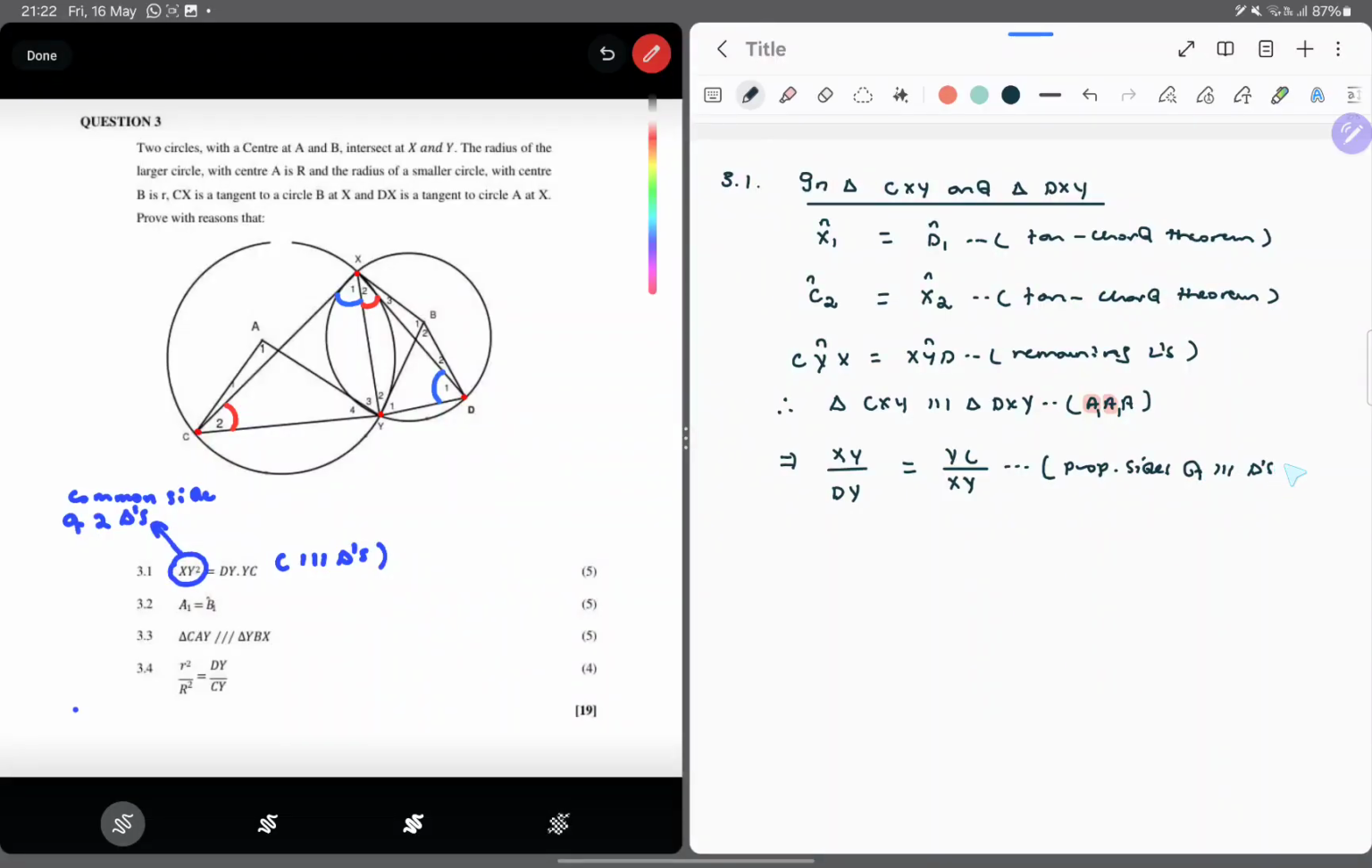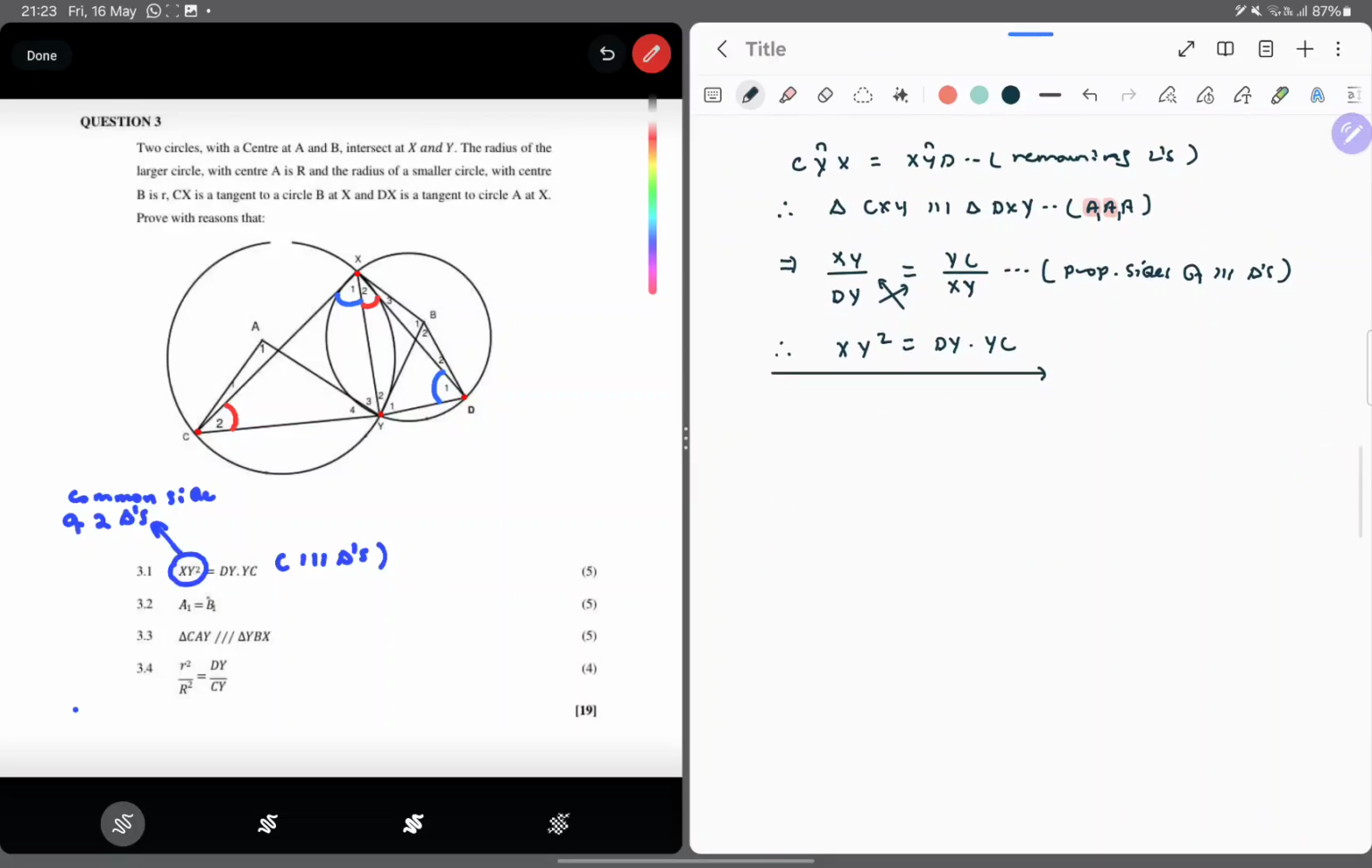of similar triangles, and we have just spoken about those, and all we have to do now is cross multiplication. We will see that XY squared is going to be equal to DY times YC. Not a very difficult question, as long as you have the strategy as to what to look for and how to look at it. You just go for it without any doubts.